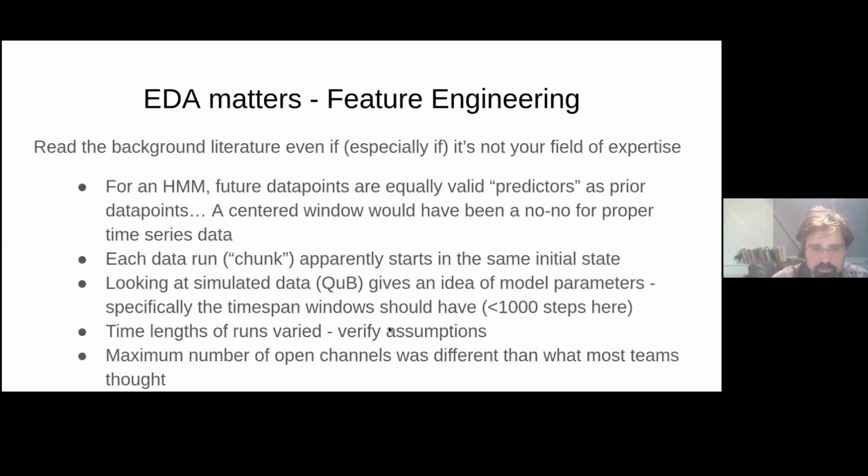The time lengths of runs were actually varied. They were not all 10 seconds, although that was the assumption that we were running on, and I think almost everybody was. The maximum number of open channels was also different. So that low occupancy model actually could go up to 25. It didn't, but because the time length of runs varied, it went up to about 4 in the longer runs. Again, not a big deal with the actual score, but it could have been.